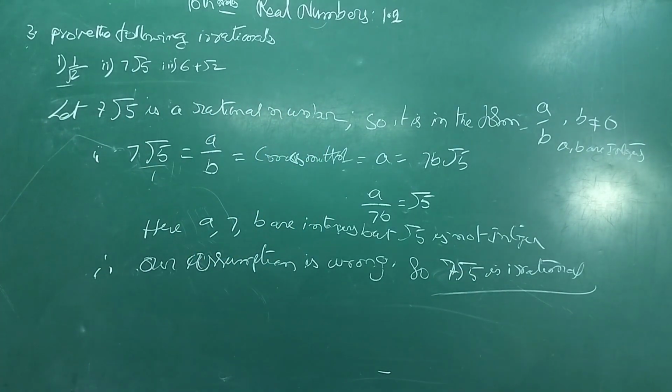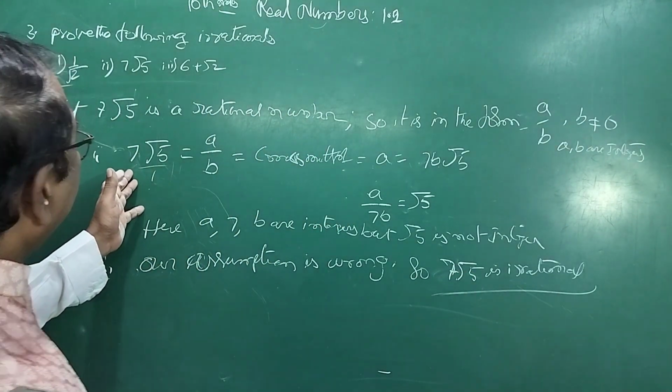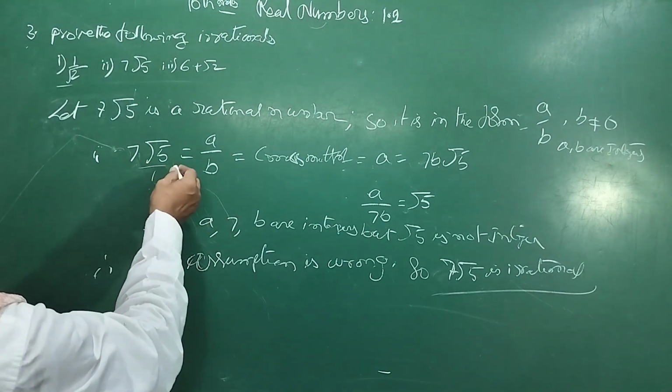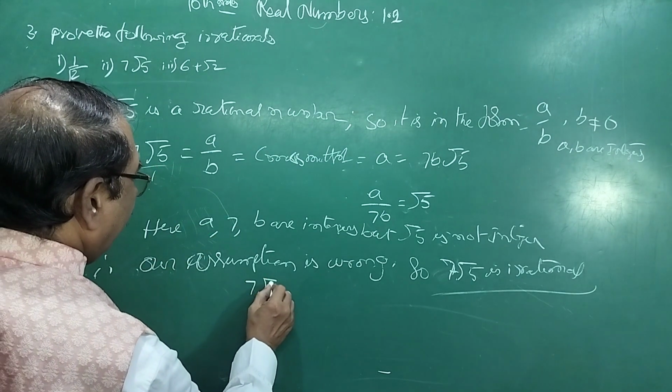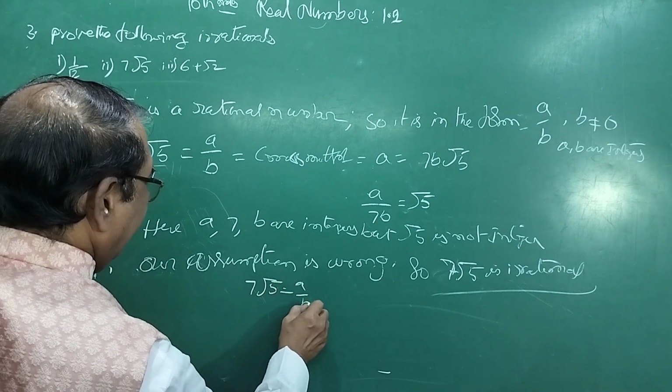What he has given is correct. Understand? Yes, A by root 5. Otherwise, you see, like this also you can do. For example, I am telling, yes, 7 root 5 is equal to A by B.